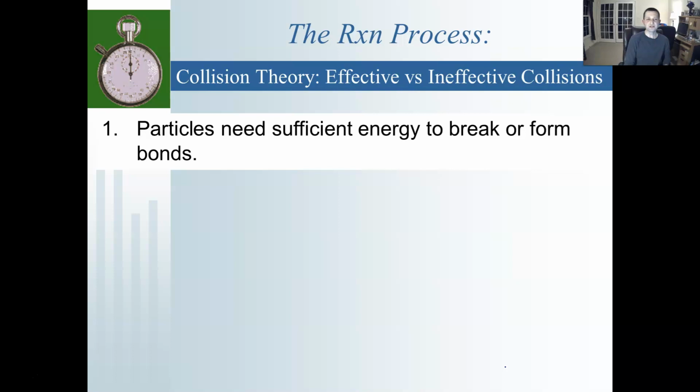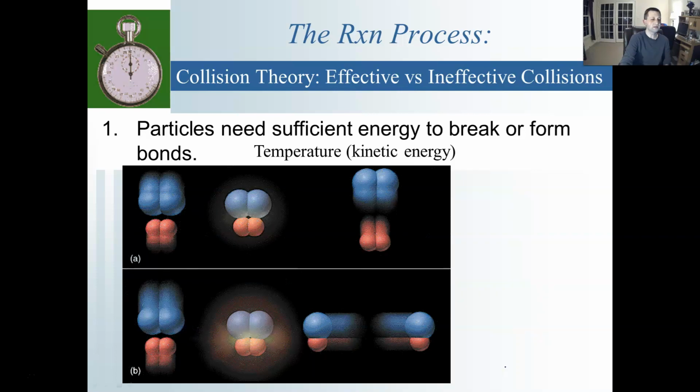A bunch of these are actually a review from Chem 1 or Honors Chem, so we can talk about those as we progress through this list. So number one, particles need sufficient energy to break or form bonds. The energy level needs to be there. The kinetic energy is really just temperature. So we have to be at a certain temperature here for collisions to be more effective than ineffective.